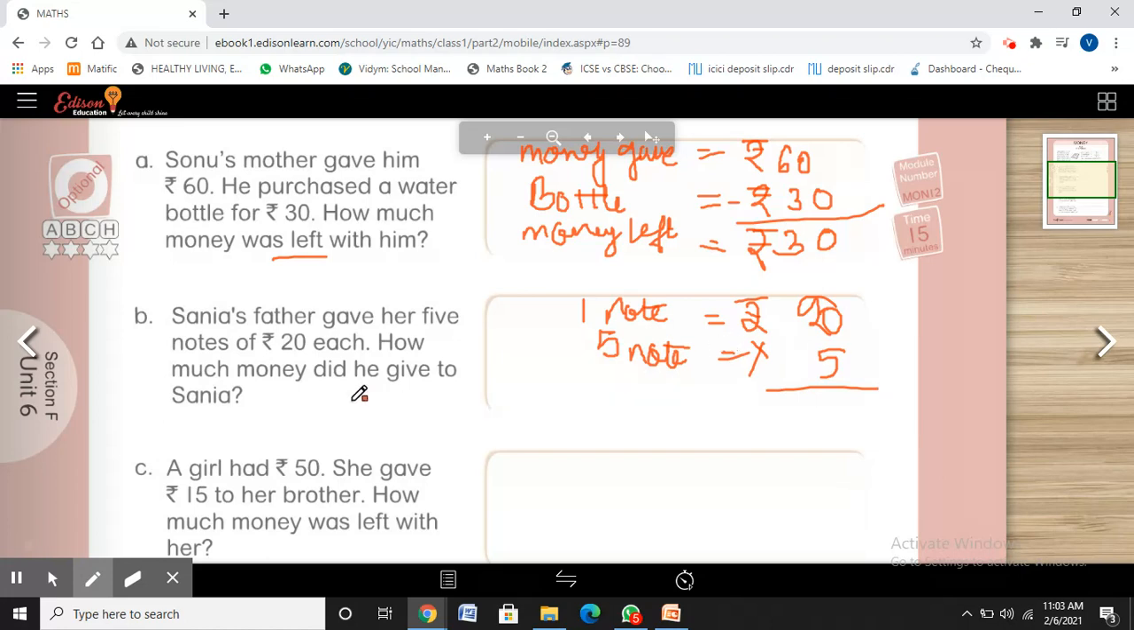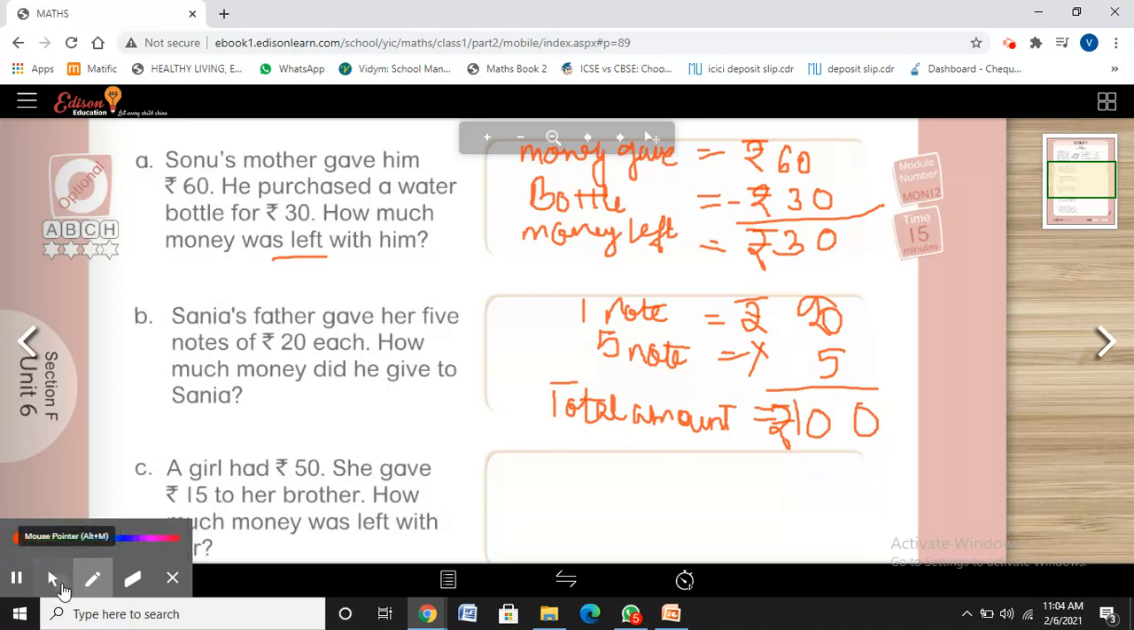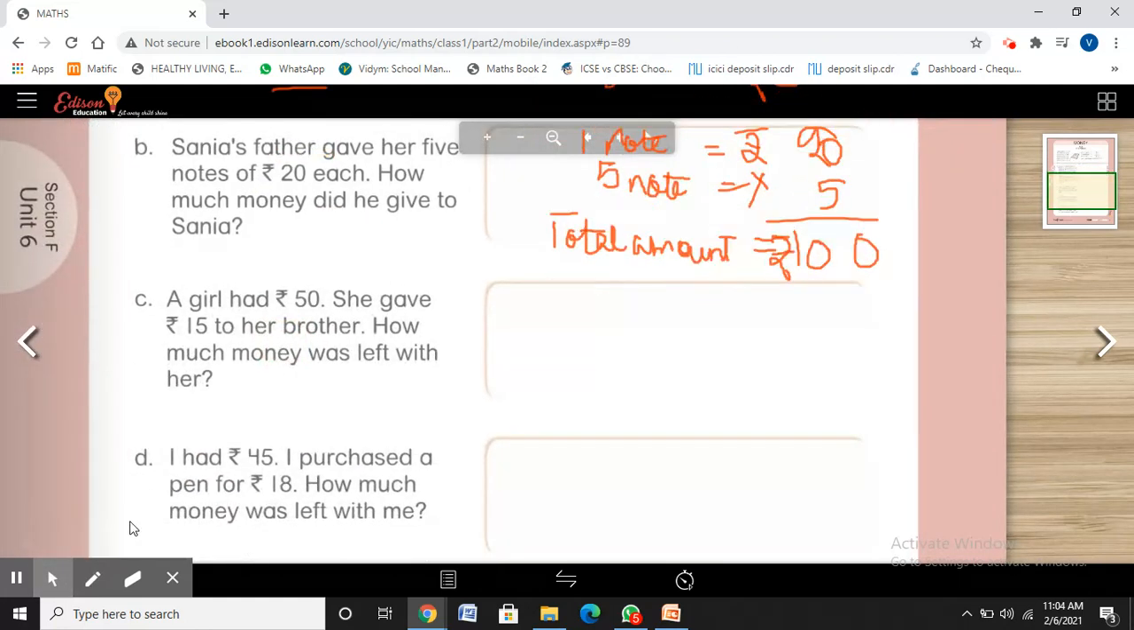So total amount is equal to 5 multiplied by 0, 0; 5 multiplied by 2, 10. So it's 100 rupees. He gave Sanya 100 rupees.